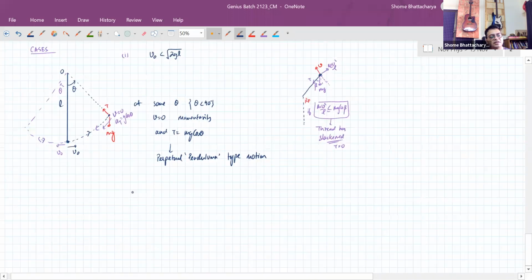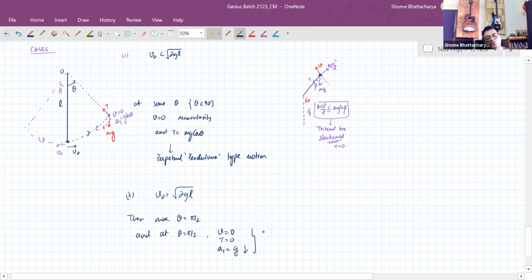Now, second, we'll take an in-between case where V naught is exactly equal to root 2 GL. Then the maximum theta is equal to pi by 2, and at theta equal to pi by 2, V is equal to 0 and tension also is equal to 0, and tangential acceleration is g downwards momentarily. So there also it is going to go back and forth. This kind of a motion.